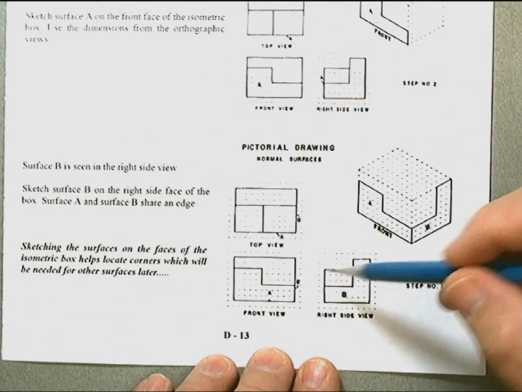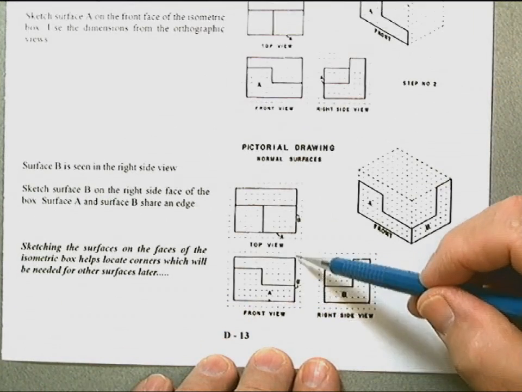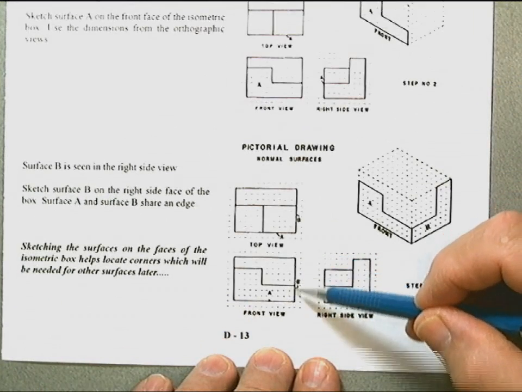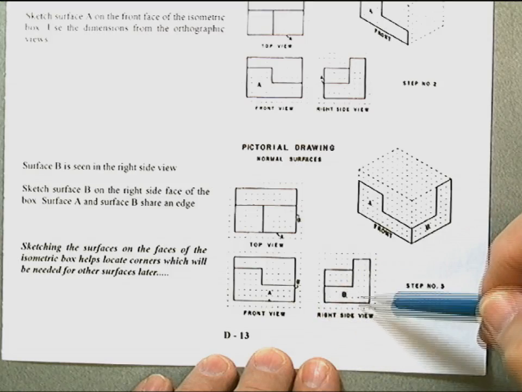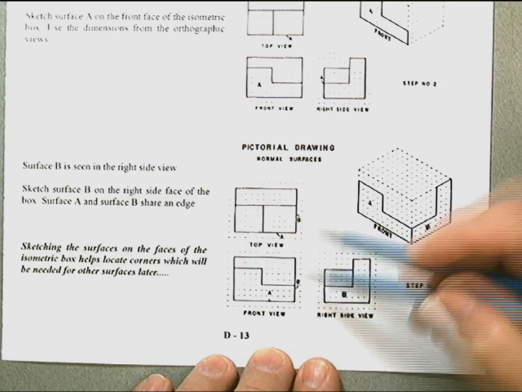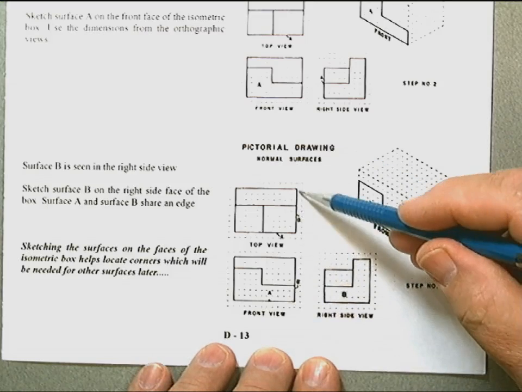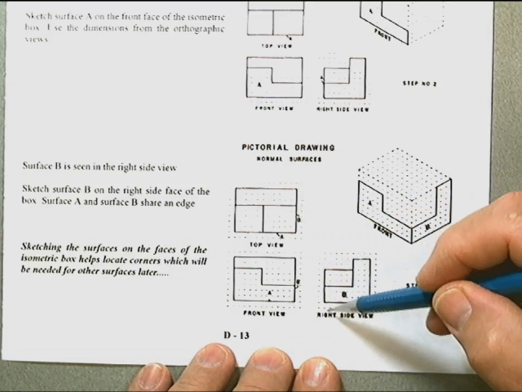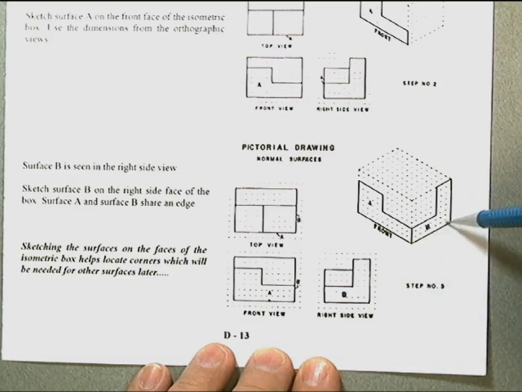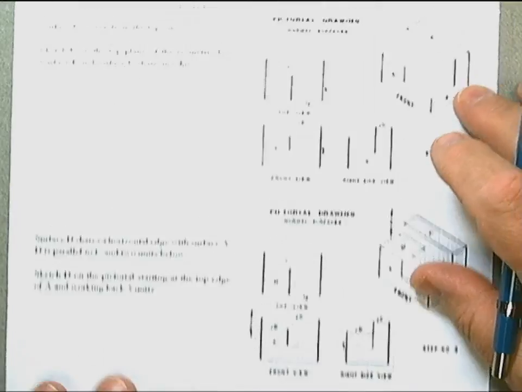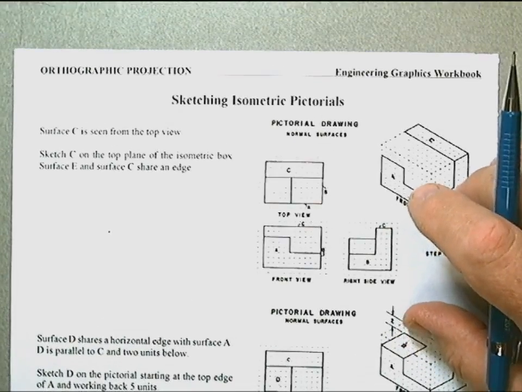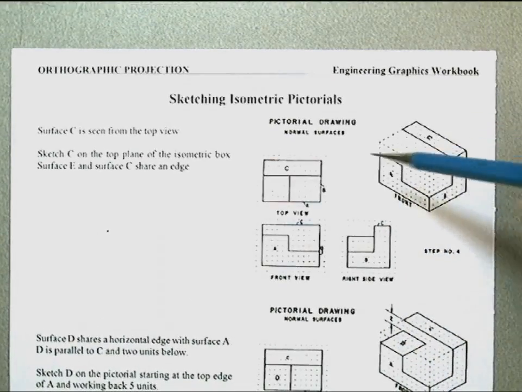Here's B. We project over, and we can see that B is an edge here. Total height, total depth. So we will assume it's on the right side, this shape. We'll sketch that in. We then do the same thing for the top view.